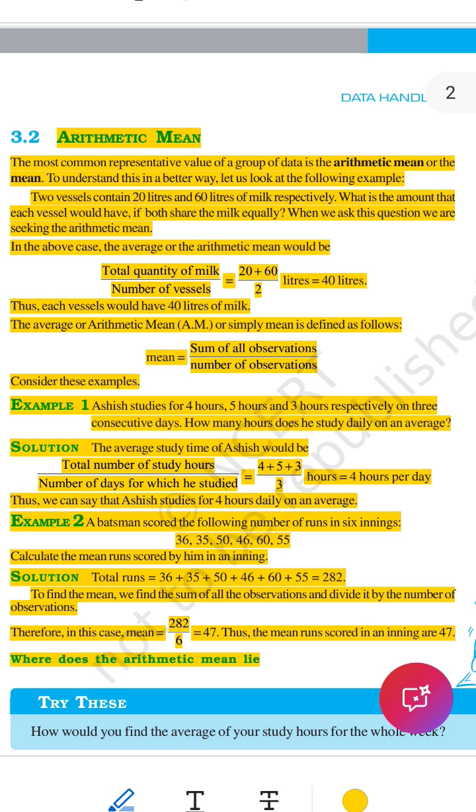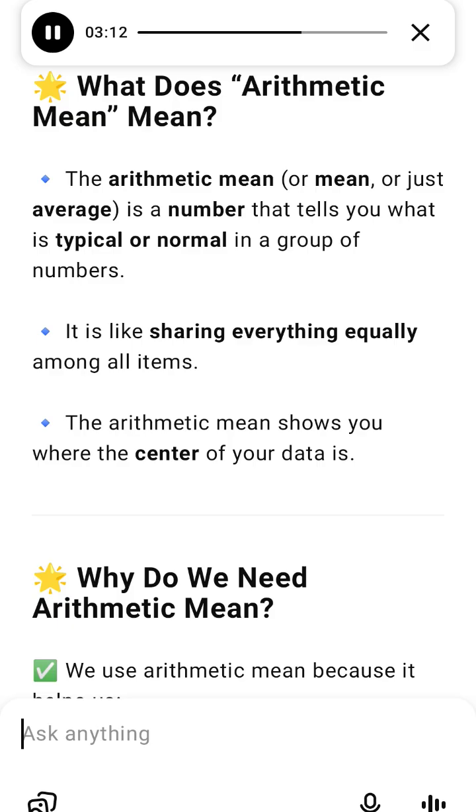Example B, student study hours. Ashish studies 4, 5 and 3 hours on 3 days. Add 4 plus 5 plus 3 equals 12 hours. Divide by 3 days. 12 over 3 equals 4 hours. Arithmetic mean equals 4 hours per day.